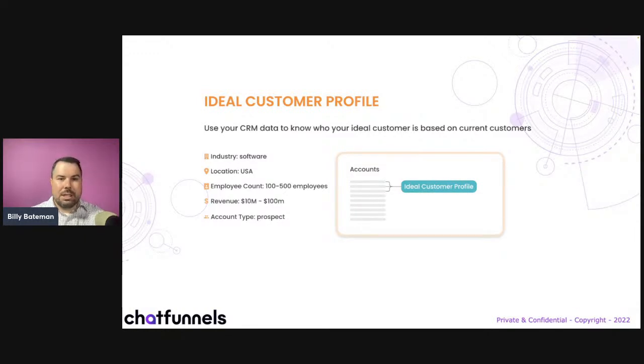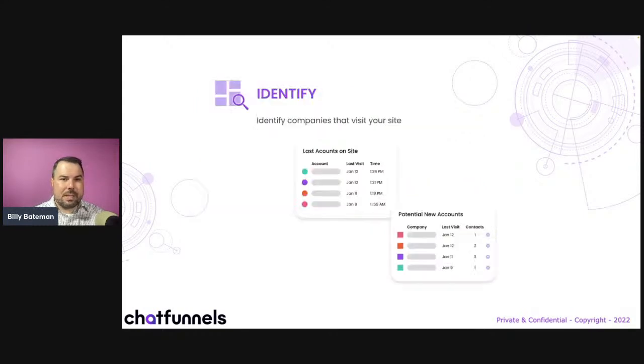So this is an example of one. Software industry located in the United States, 100 to 500 employees, revenue between 10 and 100 million. And then in our CRM, it's either an unknown or a prospect. So then whenever anyone comes to your website, if you're not using a tool that helps you identify what companies are coming to your website, you should be. It's just that simple. If you don't, you're just flying blind if you don't know who's thinking about you so that you can react to that and react to it quickly.